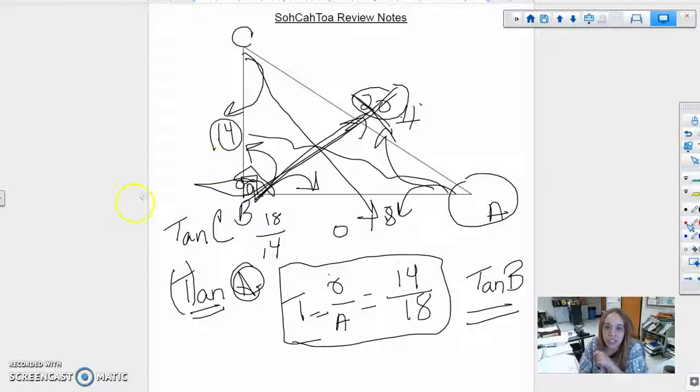So pay attention to the given angle that they're asking you for and the given ratio. And use your hints up above to solve these.